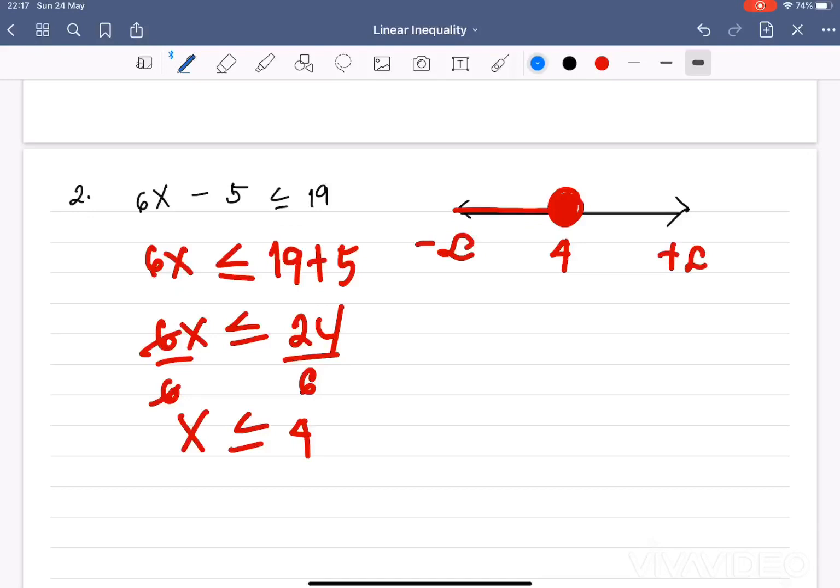To write that in interval notation, let's start from the left. We will have negative infinity and we will stop at 4. Since it's a closed circle, meaning 4 is included in the solution, we will use a bracket. So that is number 2. We have the graph and we have the interval notation.